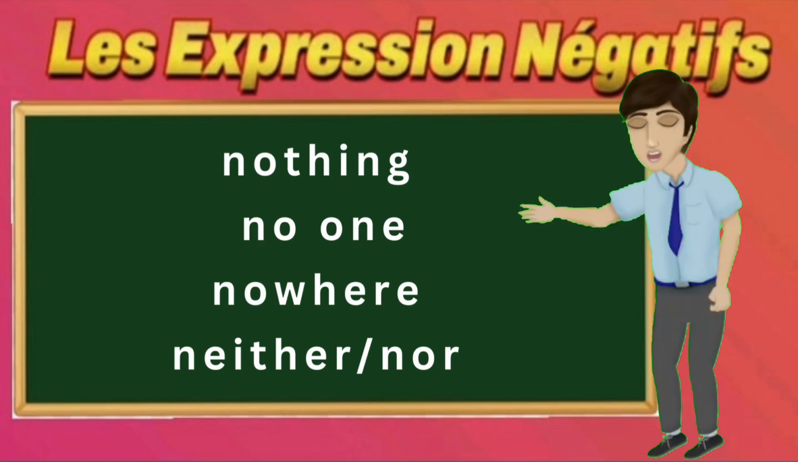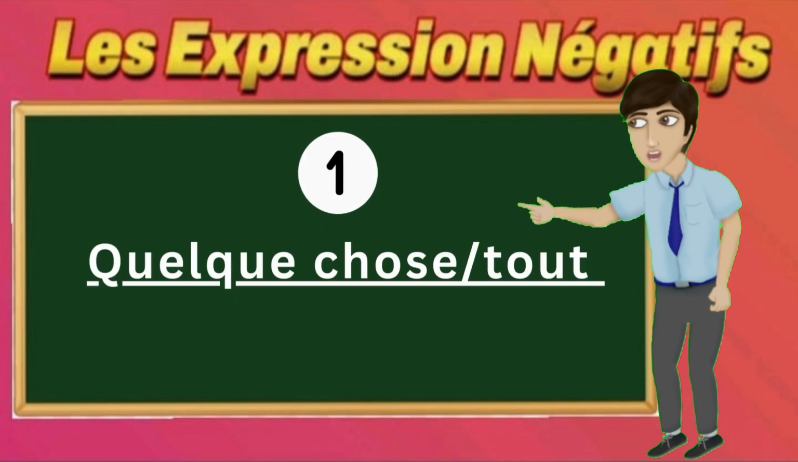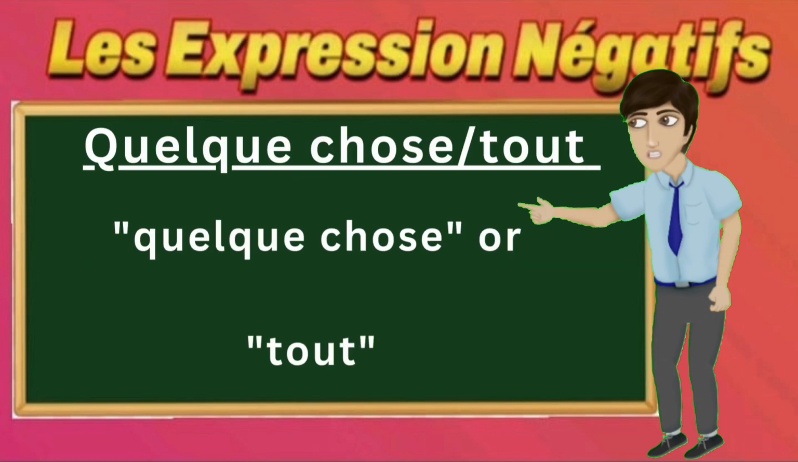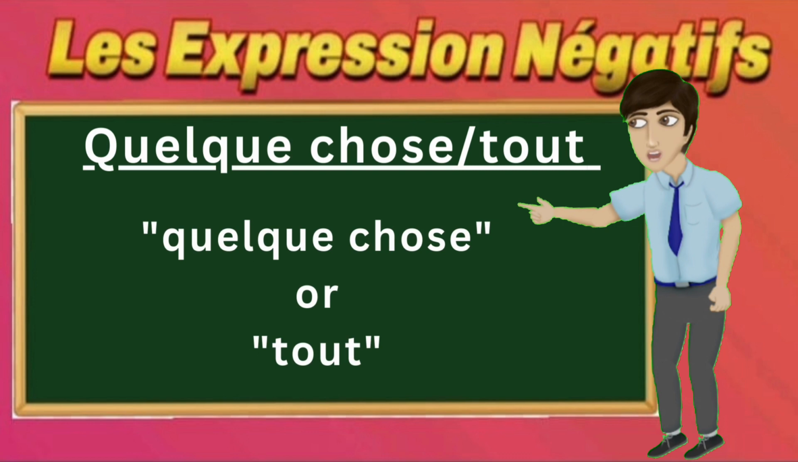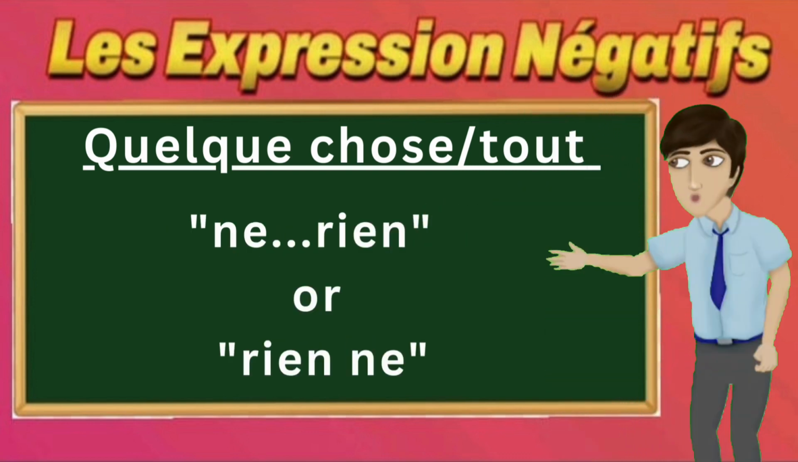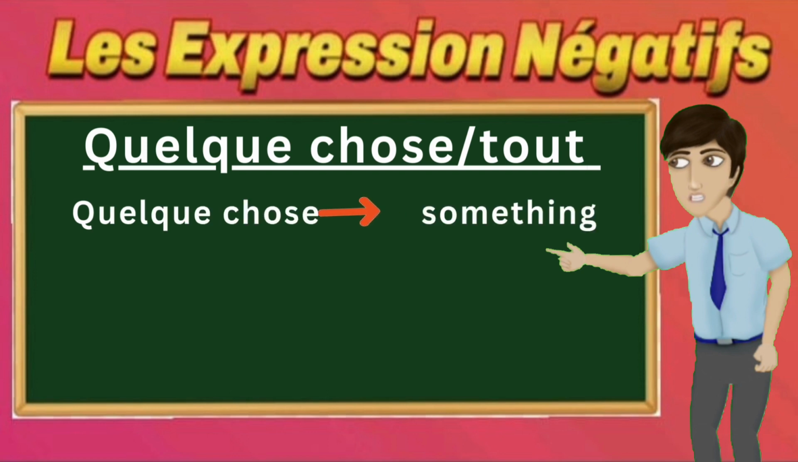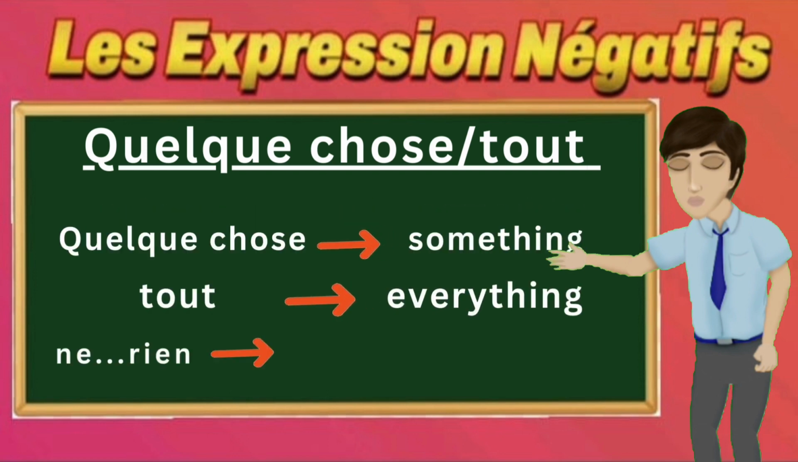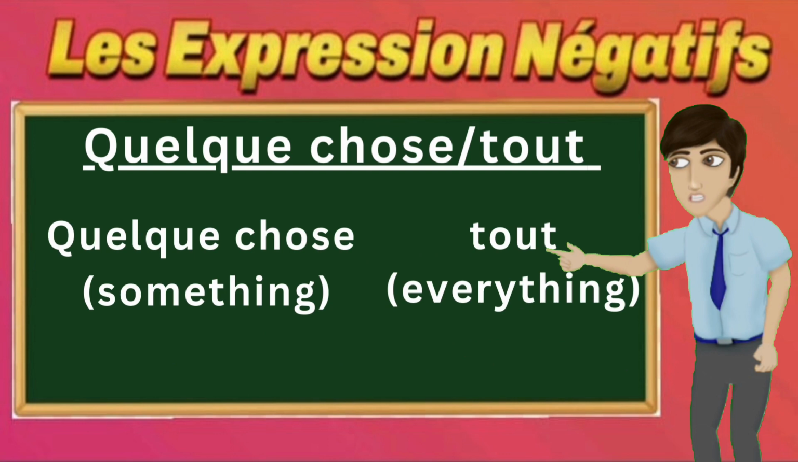So let's get started with the expressions. The first expression is quelque chose or tout. If you see quelque chose or tout in a sentence and are asked to negate it, the appropriate negation is ne rien or rien. Quelque chose means something, tout means everything, and ne rien means nothing or anything. When we want to change something or everything in a sentence, we say nothing.